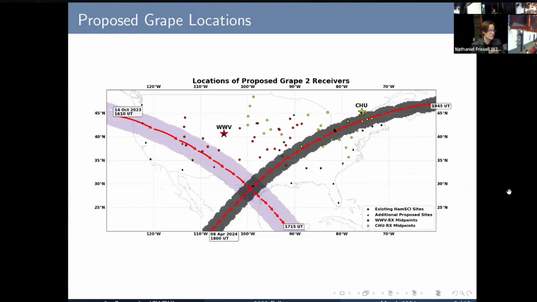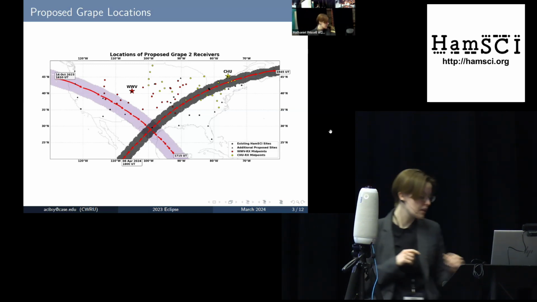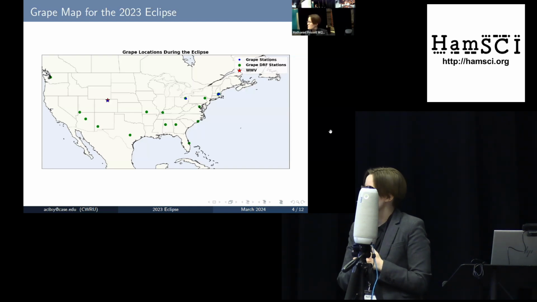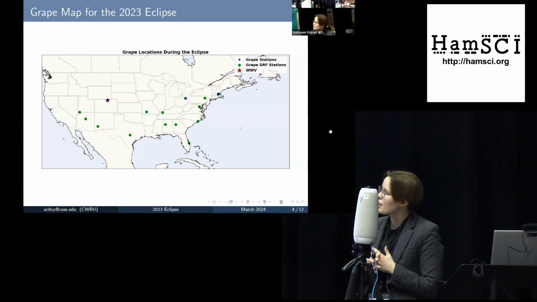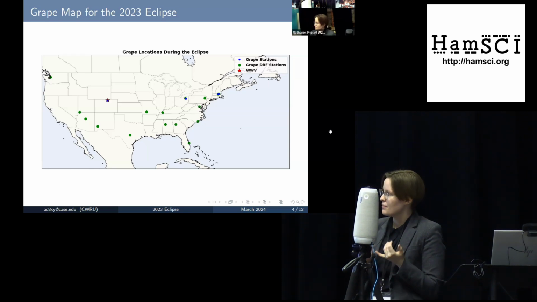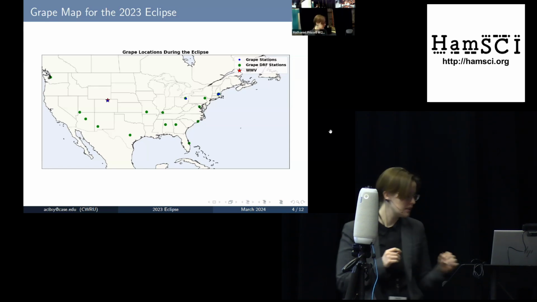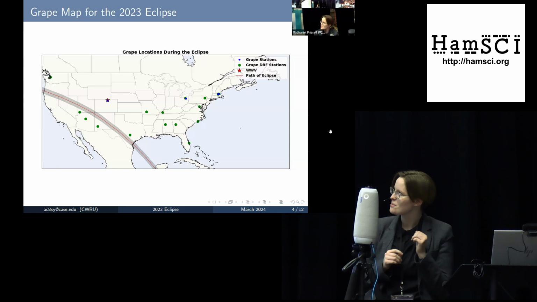So for the eclipse paths coming in for 2023 and 2024, we had proposed the NSF grant to have a series of Grape stations added to the original Grape Classic network. And this is what we ended up with during the 2023 eclipse. So in blue, we have the classic Grape stations that we still had recordings from, and we also have Grape 1 stations recording in digital RF data, which is spectral data. And for reference, the path of the eclipse.